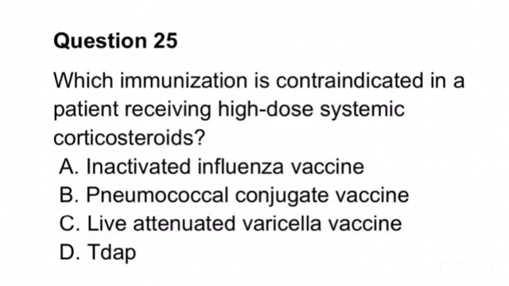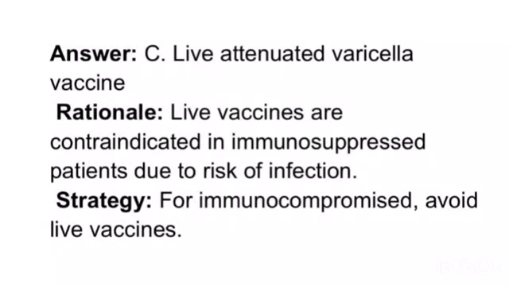Question 25. Which immunization is contraindicated in a patient receiving high-dose systemic corticosteroids? A. Inactivated influenza vaccine. B. Pneumococcal conjugate vaccine. C. Live attenuated varicella vaccine. D. Tdap. Answer, C. Live attenuated varicella vaccine. Rationale, live vaccines are contraindicated in immunosuppressed patients due to risk of infection.